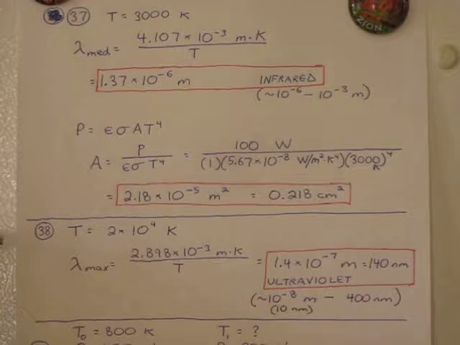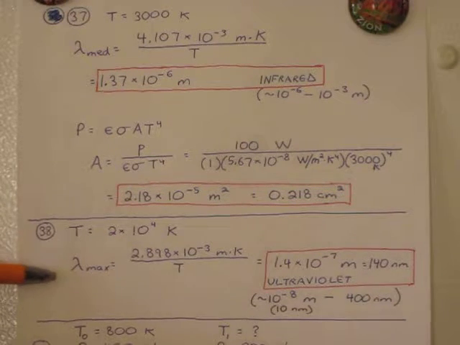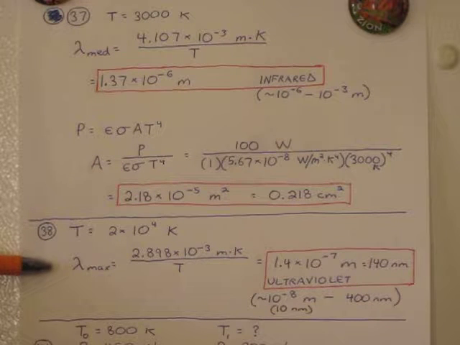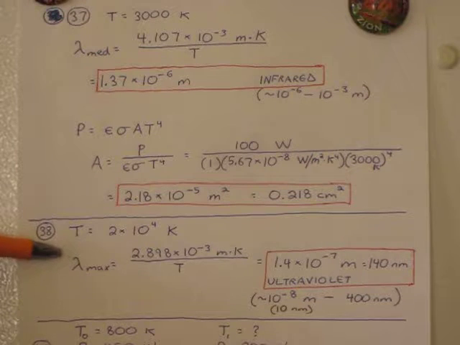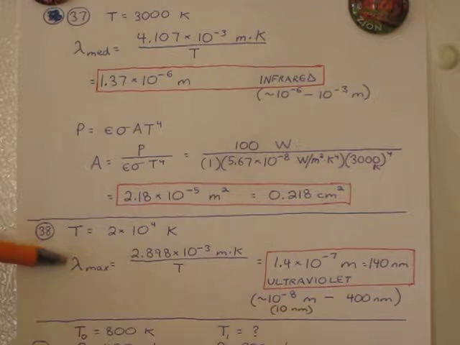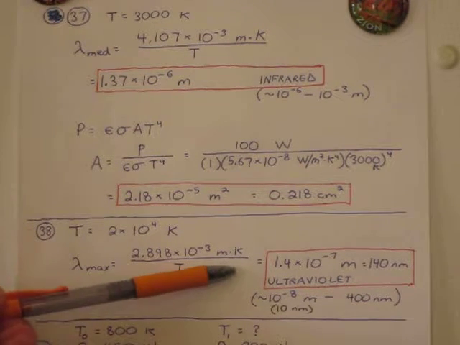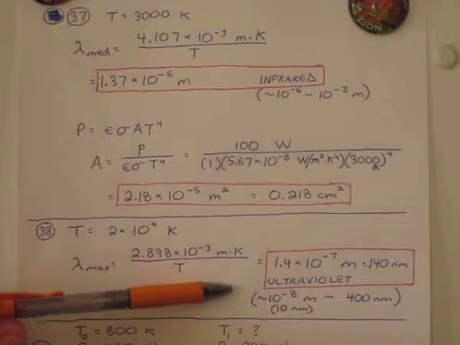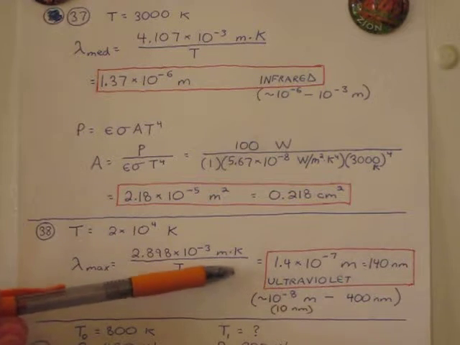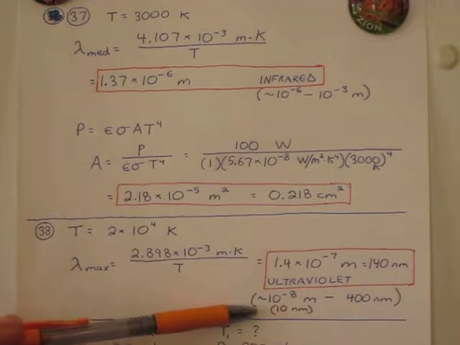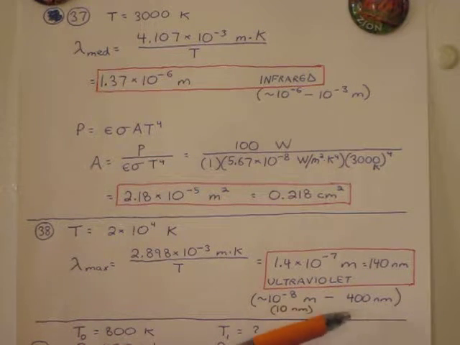Number 38, we've got 20 kilokelvin, that's 2 times 10 to the 4th Kelvin. We're looking for the peak or the maximum wavelength. The peak wavelength is 2.898 times 10 to the negative 3 meters kelvins divided by the temperature, and we get 1.4 times 10 to the negative 7 meters, or 140 nanometers. That's in the ultraviolet. And the range of ultraviolet is from about 10 nanometers up to the edge of violet, which is about 400 nanometers.